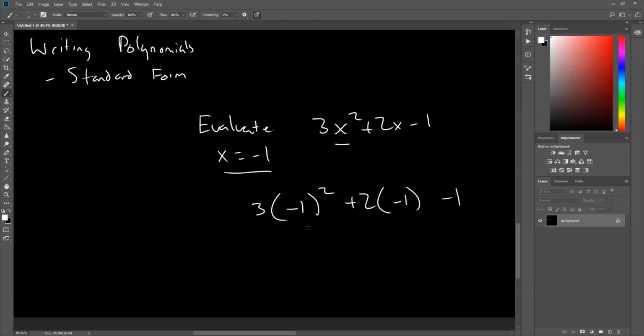All right, so that means our -1 squared becomes a 1. Our 2 times -1 becomes a -2. Yeah, I think this is where you messed up and got -6. But yeah, we just get 3 minus 2 minus 1, which is equal to 0. All right.